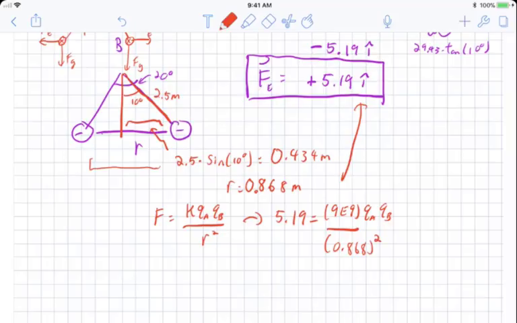And now comes the fun part. Like I argued before, because you've touched the two spheres together and they're identical spheres, the amount of charge on each of these will be the same. Q times Q. And so we can solve this equation for Q.